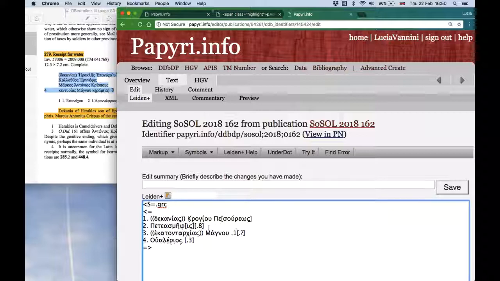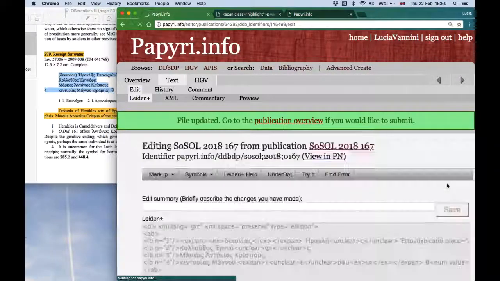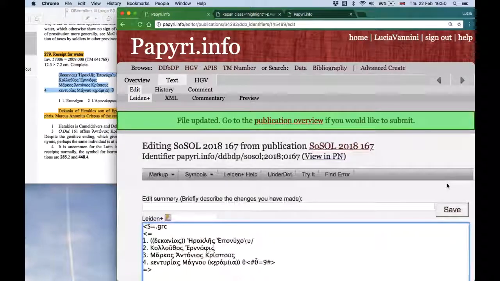Let's see now the submission process. So we need to save and go to publication overview.